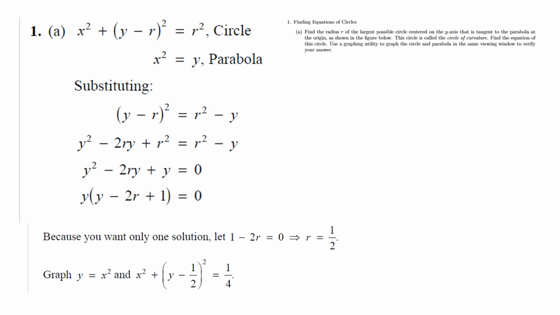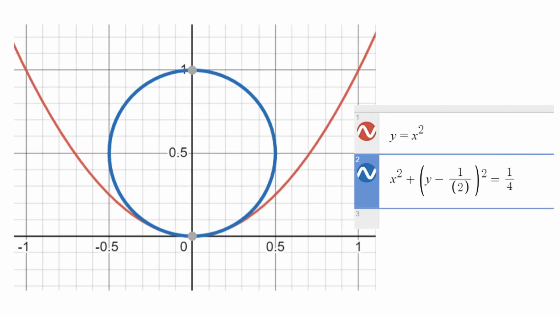And so we graph y equal x squared, and x squared plus y minus 1/2 whole squared equal 1/4. We'll see that it does the job. The circle is tangent at the origin, and that's what we wanted to do, and that was the equation that we were looking for.